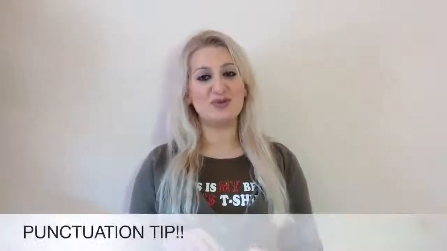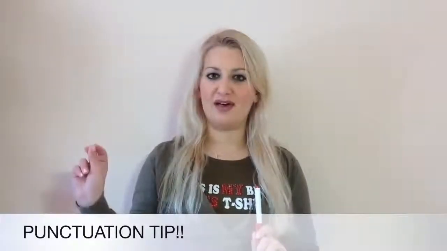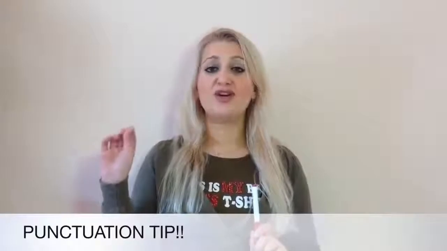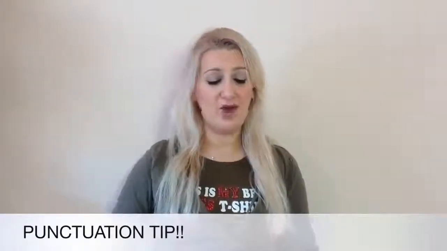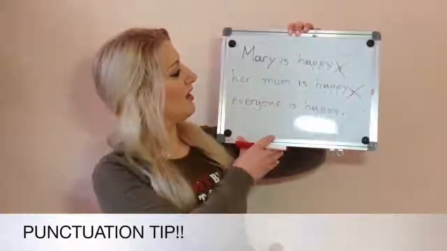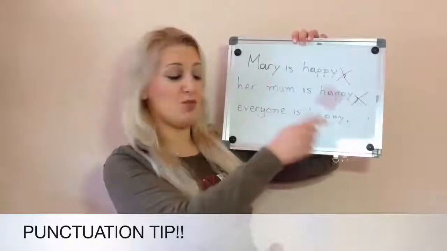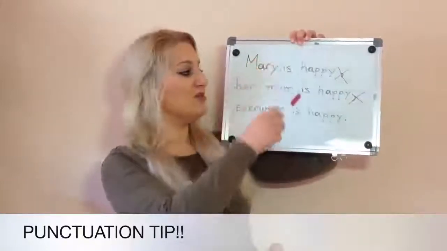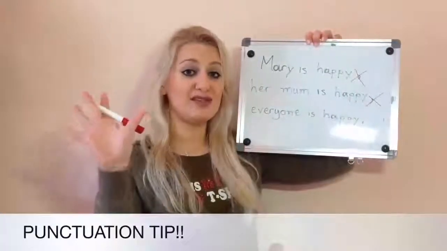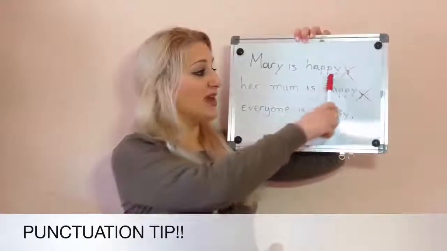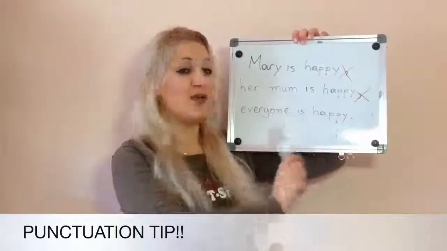Now, a very important punctuation tip. When you have two or more simple sentences together, you never use a comma between them. For example, if you have Mary is happy, comma, her mom is happy, comma, everyone is happy. These three sentences are simple sentences, okay? You can never connect them with a comma.